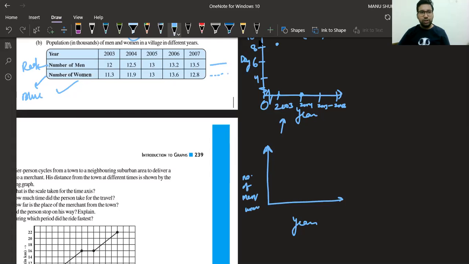Just put the values. Now, in the y-axis, we will take 2003, 2004, 2005. On this y-axis, what scale should be used, class? What scale should we use? I think here a scale of 1 will be better. What do you say? Yes.